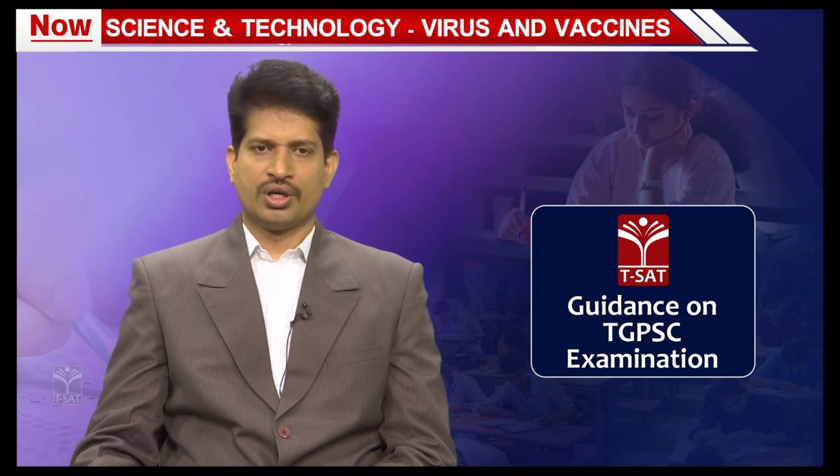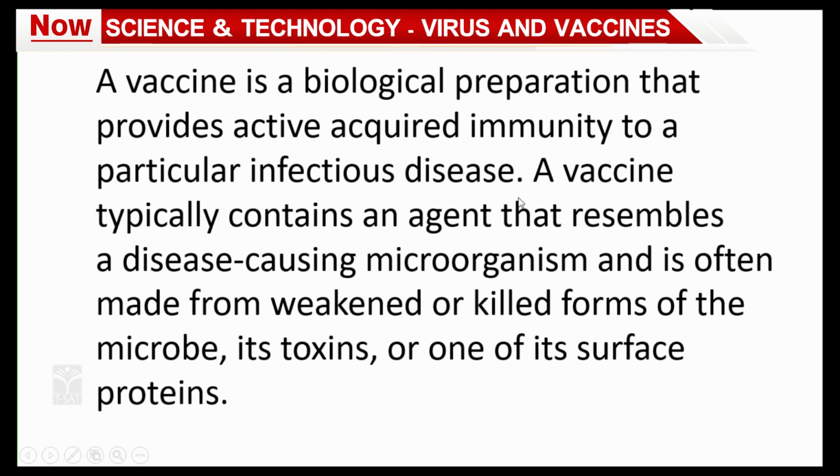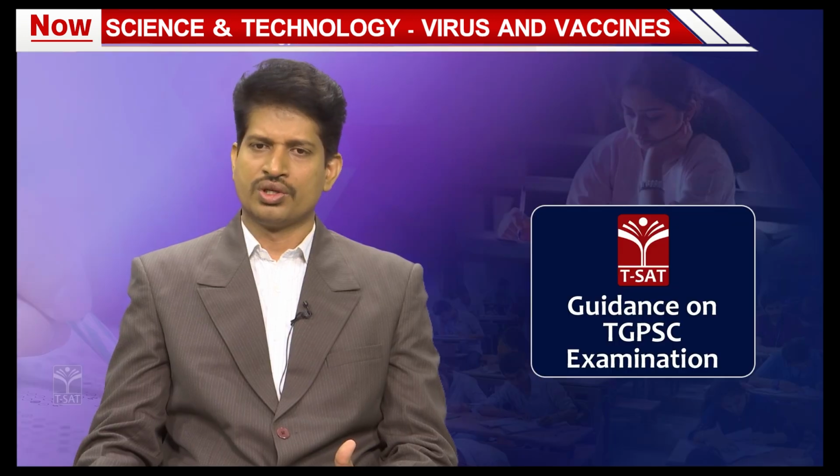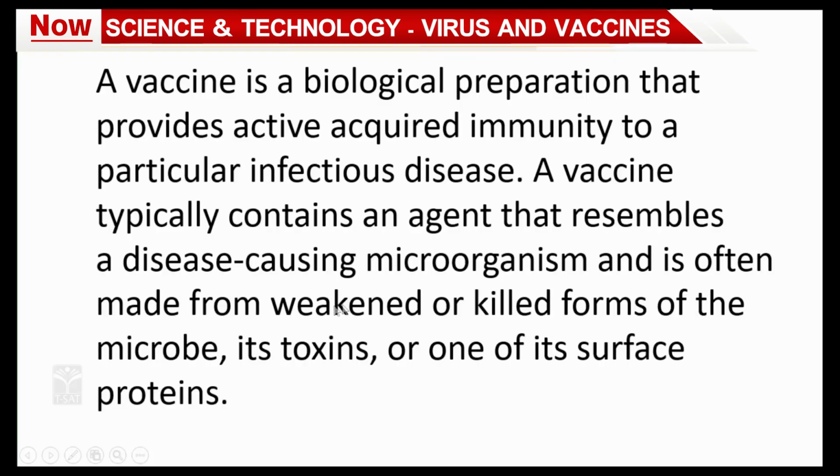A vaccine is a biological preparation that provides active acquired immunity to a particular infectious disease. So, you will be acquiring immunity to a disease. A vaccine typically contains an agent that resembles a disease-causing microorganism. So, a vaccine contains a disease-causative microorganism, and it is often made from a weakened or killed form of the microbe.